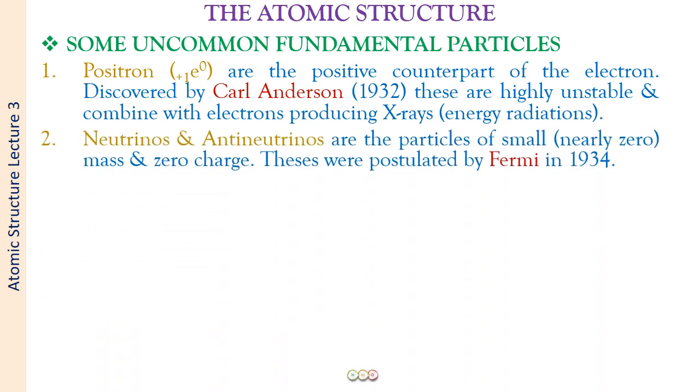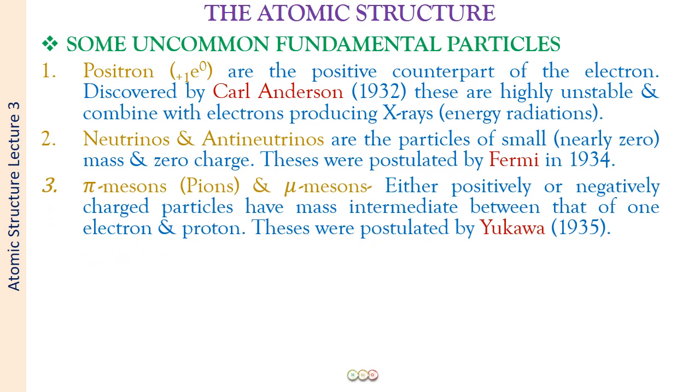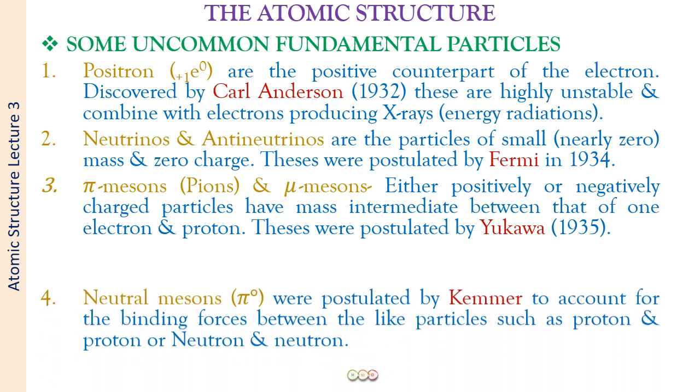And then we have neutrinos and antineutrinos. They are particles of small, nearly zero mass and zero charge, and they were postulated by Fermi in 1934. Next we have the pi mesons and the mu mesons. So they are positively or negatively charged particles, and they have a mass intermediate to that of the electron and the proton, and they were postulated by Yukawa in 1935.